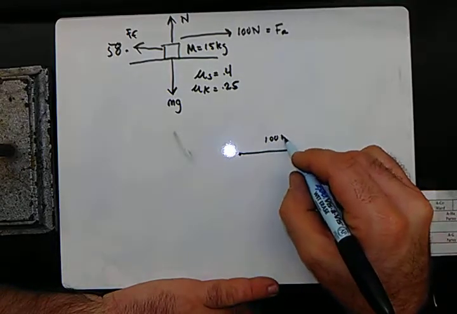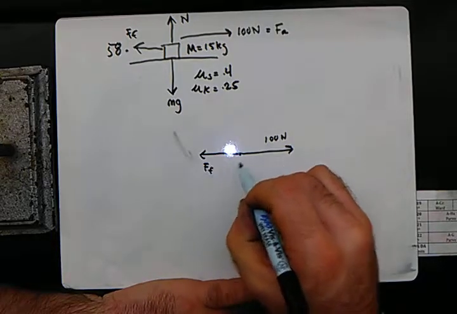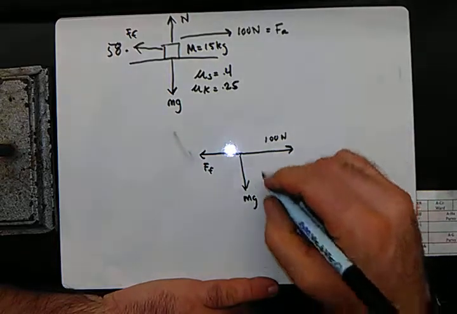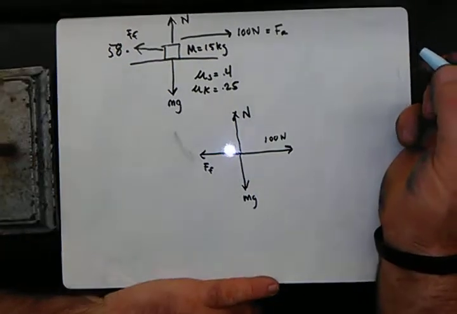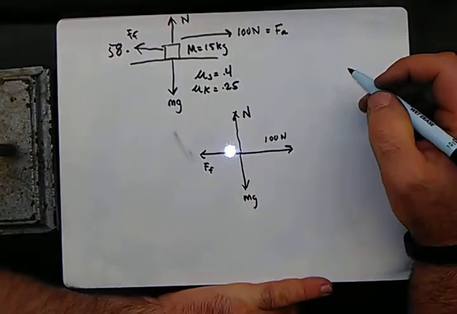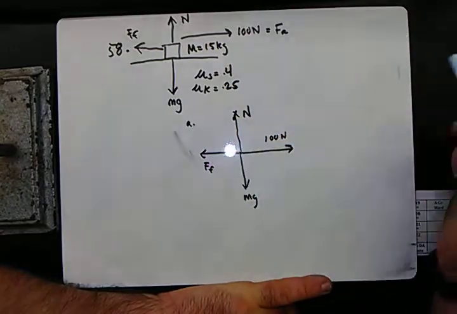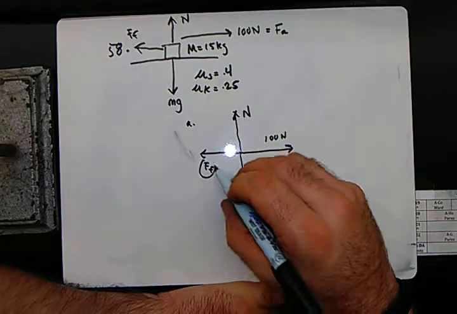100, force of friction, mg, that's the weight, and then the normal force. Okay, we've got to figure out what these are. So there's our free body diagram. That satisfies A.